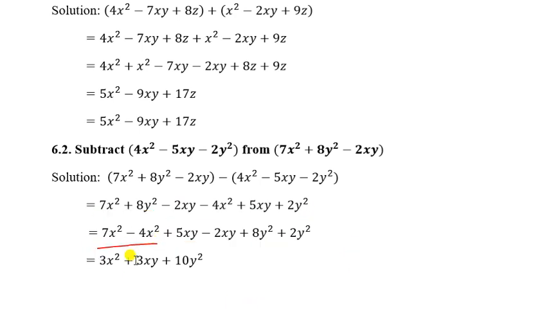7x square minus 4x square, 3x square. We can calculate here only. We cannot calculate 7x square with xy. Only like terms we will calculate. 5xy minus 2xy, definitely it will be 3xy. 8y square plus 2y square, 10y square. Okay.